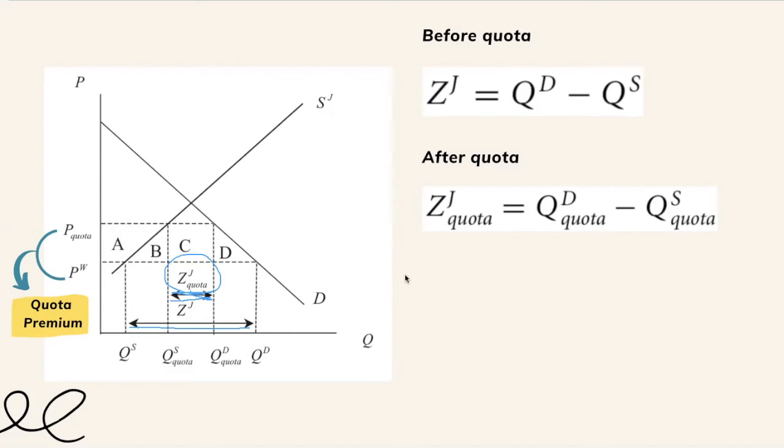So it results in the domestic price of rice in Japan rising from PW to the P quota. These two different prices are known as the quota premium. Same as in the previous case, which is the tariff, the consumer surplus will fall by the area A, B, C, D, and the producer surplus will increase by the area A.